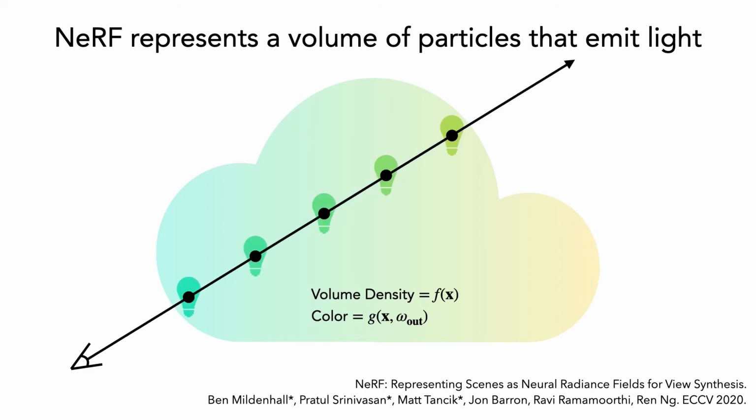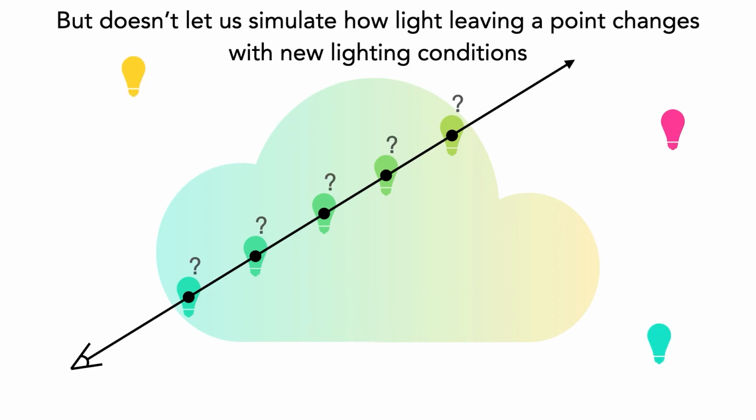Rendering a ray that passes through a NeRF is simple. You just sample points along the ray, and the final color is a sum of the light emitted by particles at each point, multiplied by how much that point is blocked by closer samples. But this representation does not give us a way to simulate how any point's appearance changes with new lighting conditions.